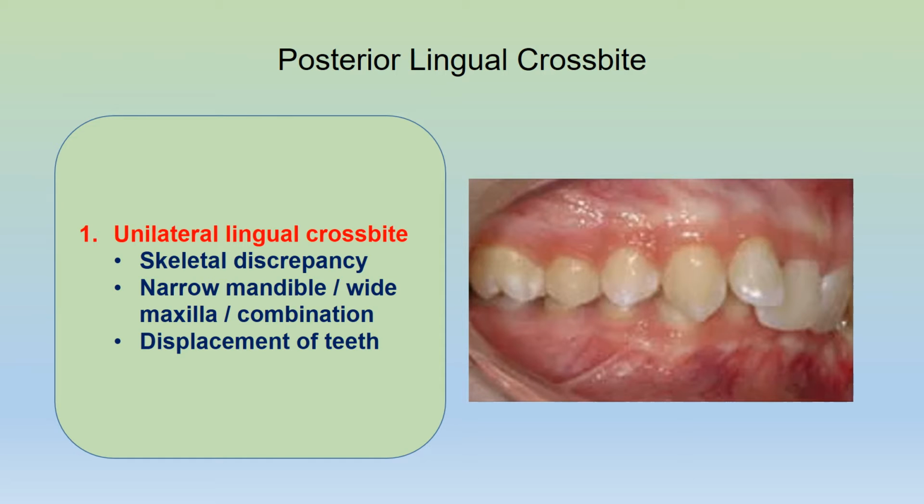Now unilateral lingual crossbite, here again is caused by a skeletal discrepancy, a narrow mandible or a wide maxilla or combination of both. It may be also due to displacement of teeth.